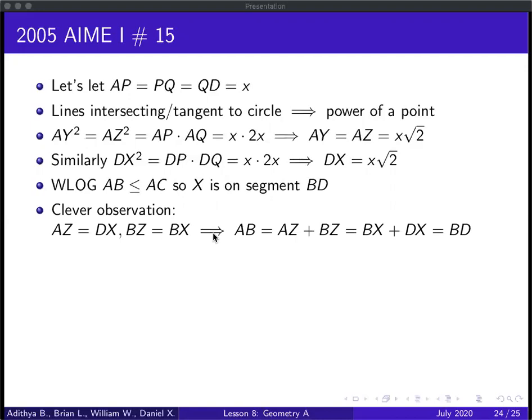So when we add these equalities, we get that AB and BD are equal. But BD should be half of BC, which is 20. So that means that AB is 10. So this is good. Not only do we know one side of the triangle, we know another side.